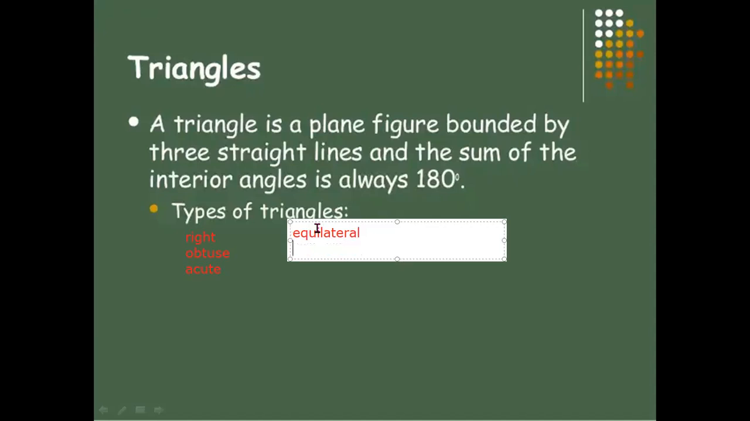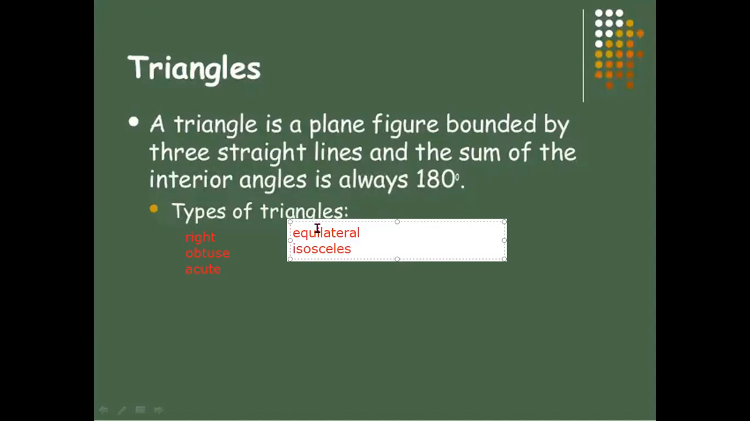And when only two sides are equal, Grace, what do you call that type of triangle where two sides are equal? Isosceles. Very good. Okay, so isosceles triangle.